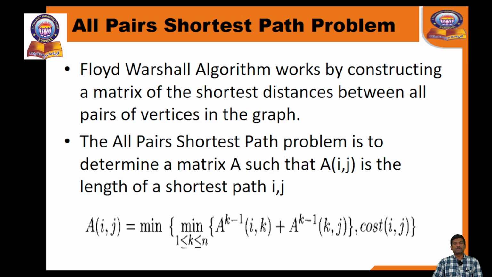The Floyd-Warshall algorithm works by constructing a matrix of shortest distances between all pairs of vertices in the given graph. That is, a cost matrix, the cost adjacency matrix, is involved, and similarly the shortest path distance is represented by A, where A is a matrix which contains the information about the shortest path between every pair of vertices.